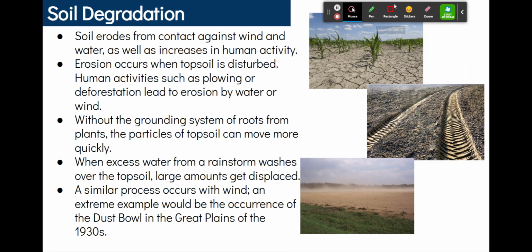Okay, and the last thing I'm going to talk about today is soil degradation. This is when soil erodes from contact with wind and water, as well as increases in human activity. Erosion occurs when topsoil is disturbed. Human activities such as plowing or deforestation can lead to erosion by water or wind. Without the grounding system of roots from plants, the particles of topsoil can move more quickly.